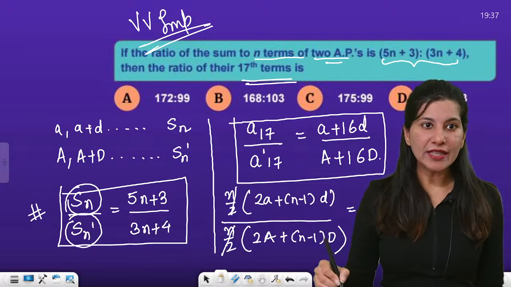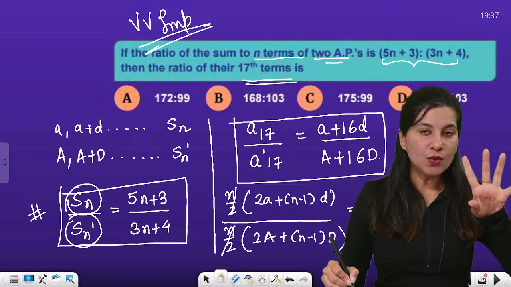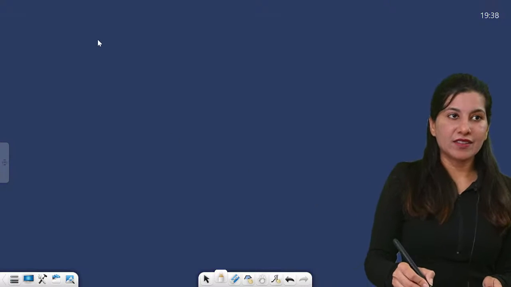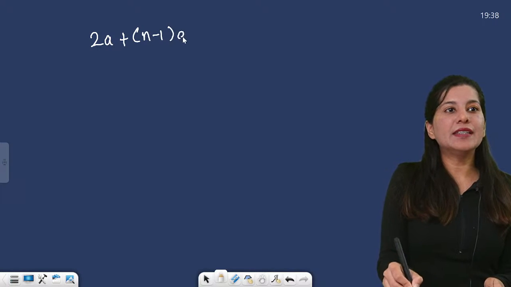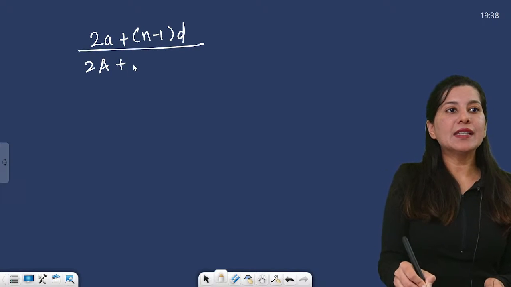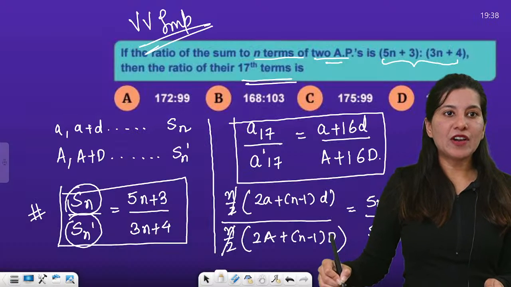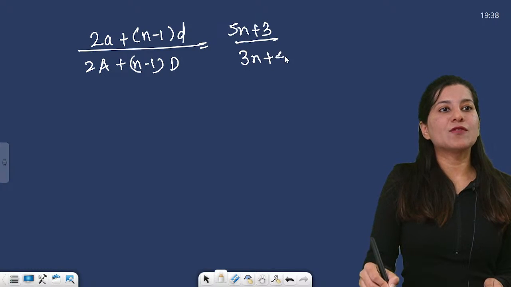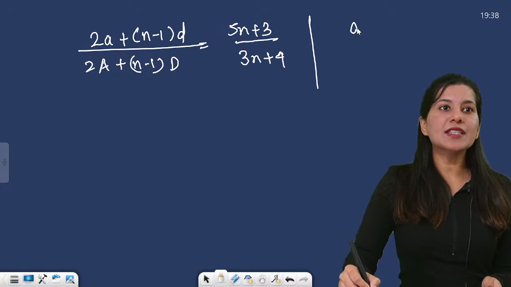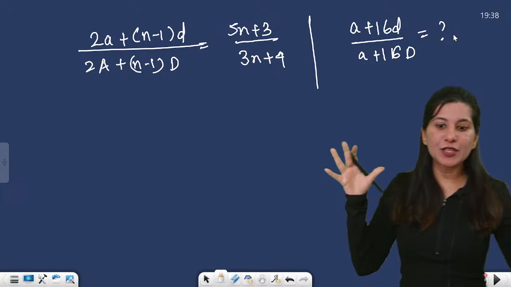Slowly, I am going very slow. Let me just rewrite it. What I know is 2a plus n minus 1 d upon 2A plus n minus 1 D is equal to 5n plus 3 upon 3n plus 4. And what I need to figure out is the value of a plus 16d upon A plus 16D. Now the question is much clearer.